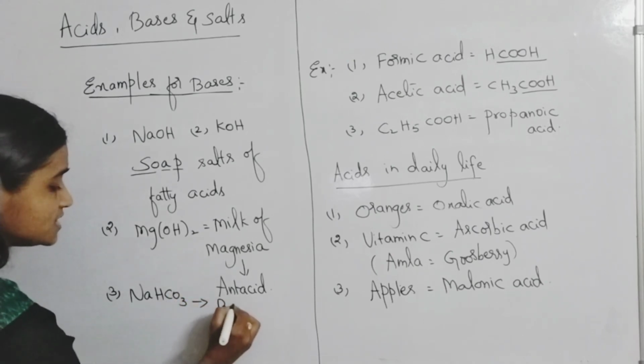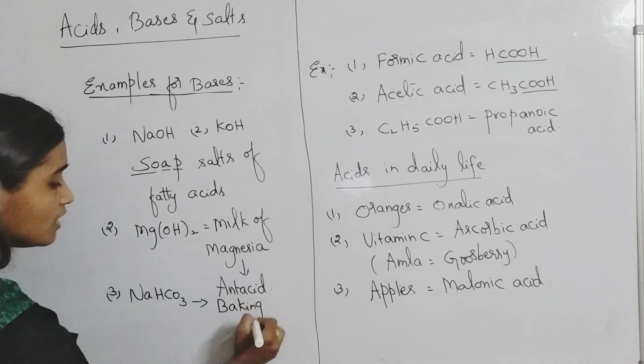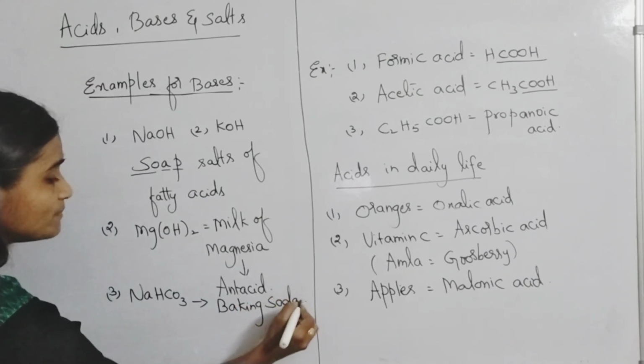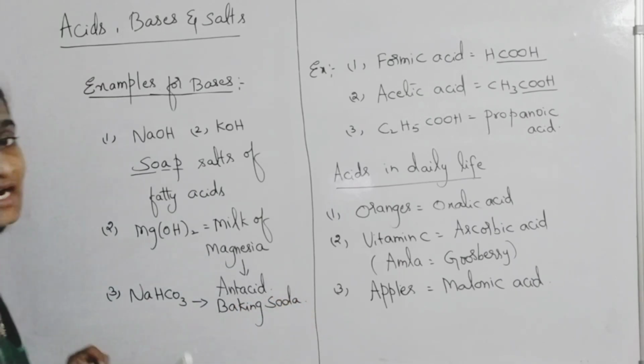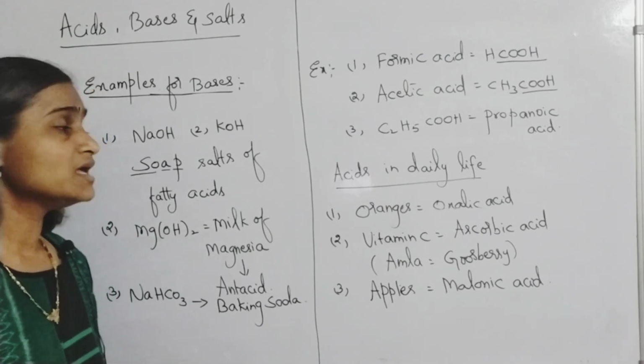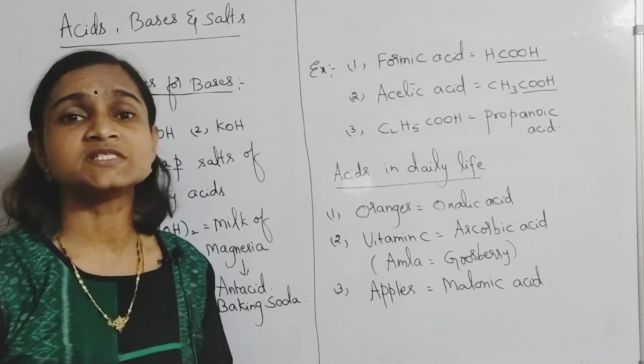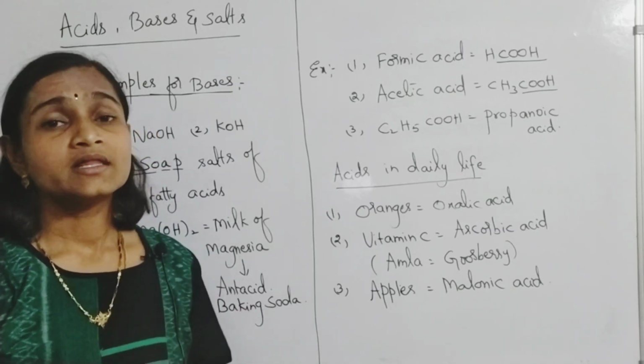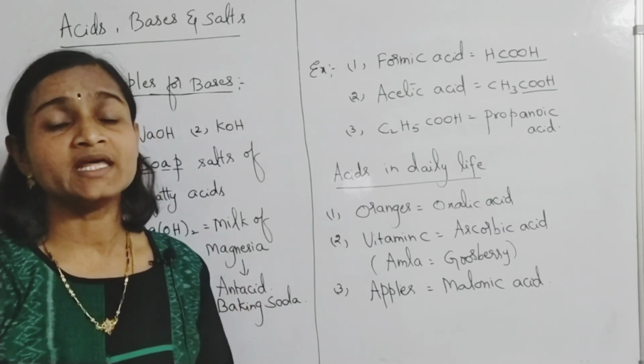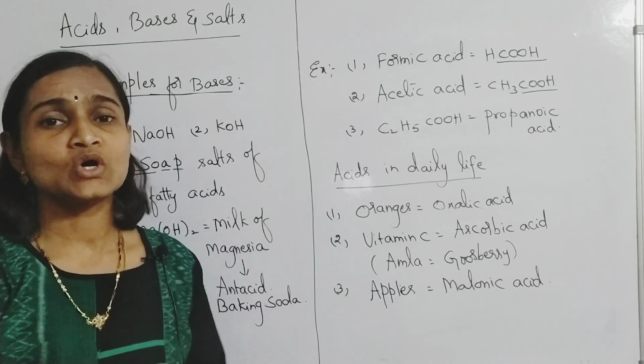Okay, which in other words you call baking soda. Baking soda is an example of a mild base which can be treated as an antacid. Like that, even in our daily life we are using many substances which are basic in nature. That's why there is much to study about acids, bases and salts also.